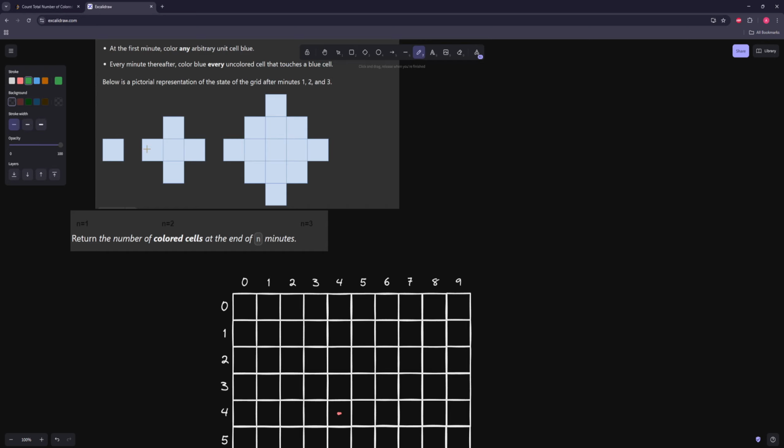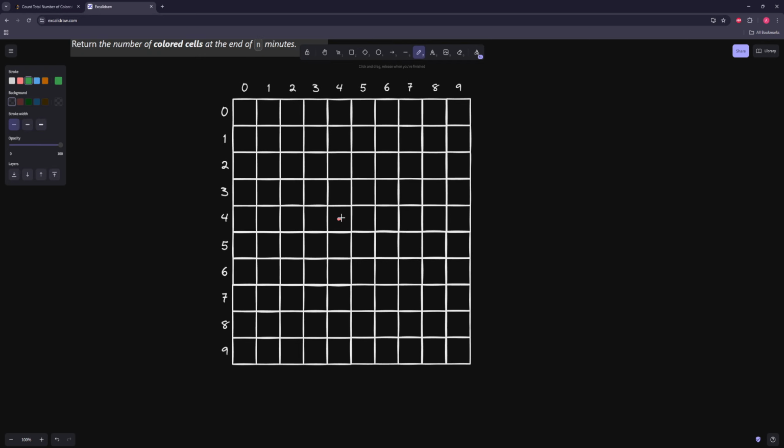So from this to this, you can't really tell a pattern, right? Let's just draw this in different colors. This is the first one. So this is the second. So now we can start to notice some patterns.